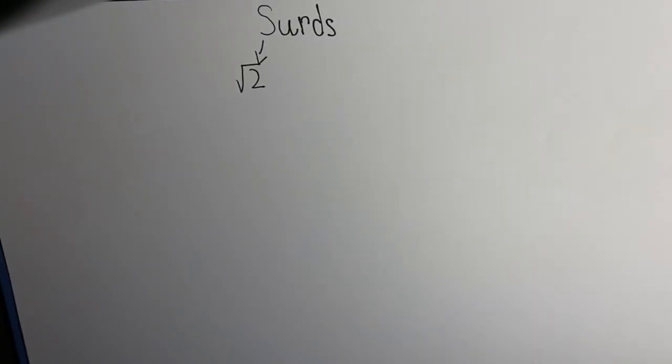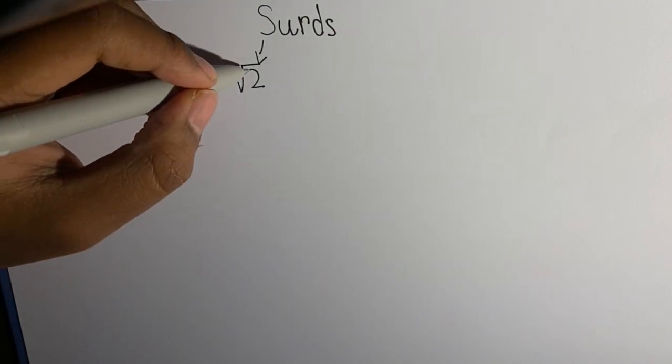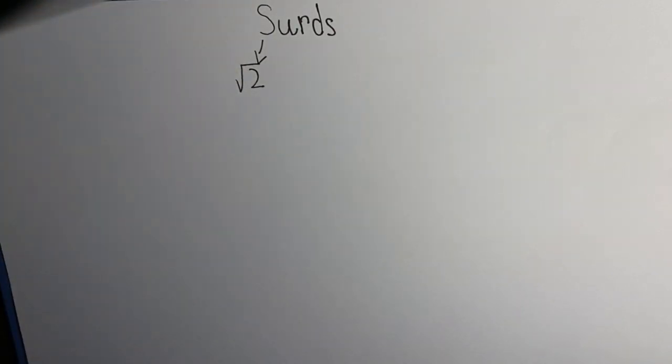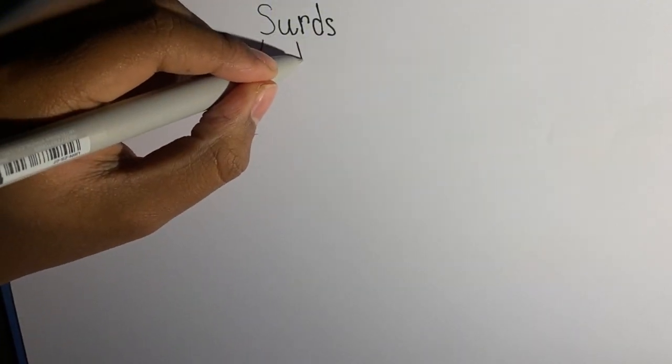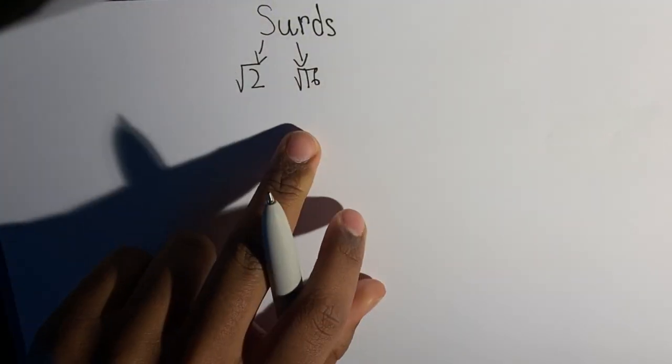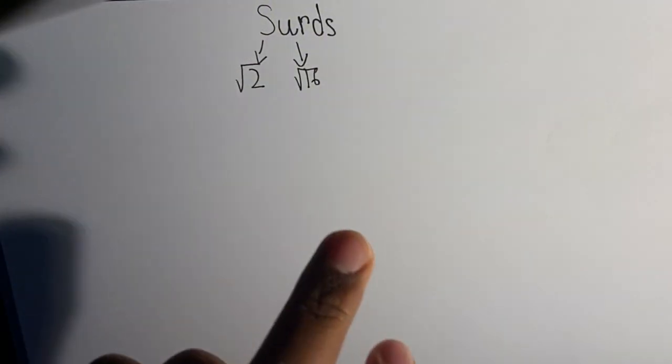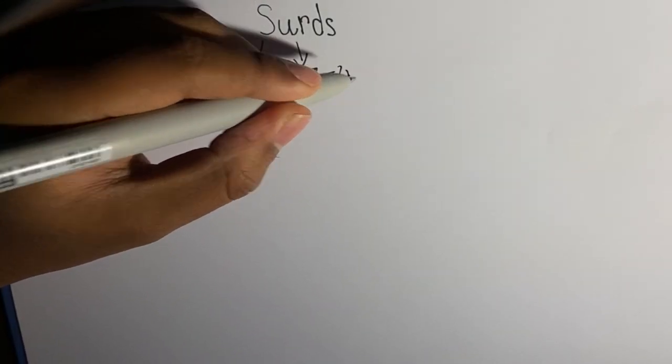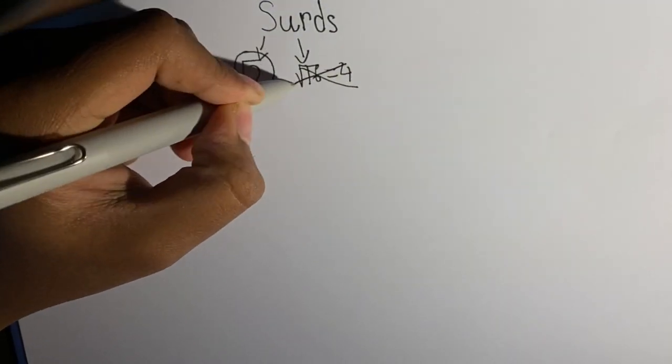Today we'll be talking about surds. So what is a surd? A surd is the square root of a non-square integer. For example, square root 2. These are surds. But for example, square root 16 is not a surd. Why? Because if you put this into a calculator or you solve the square root, you will get the answer as 4. So this is a surd. This is not a surd.